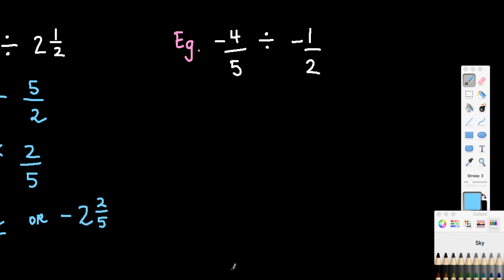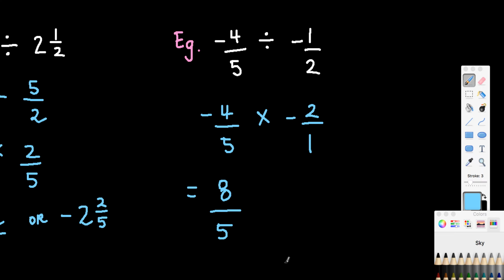And finally, a fraction divided by a fraction, and you'll see I do have a negative here as well. So I'll keep the negative 4 on 5, and I'm going to multiply this by the reciprocal of negative a half. Negative 4 by negative 2, negative by a negative is positive, so positive 8, and 5 by 1 is 5. As a mixed number, 5 goes into 8 once, and there's 3 remainder.